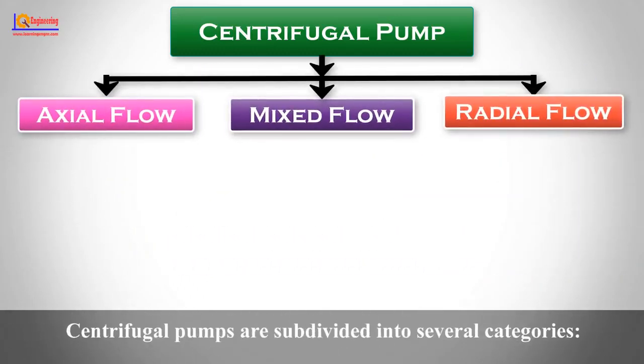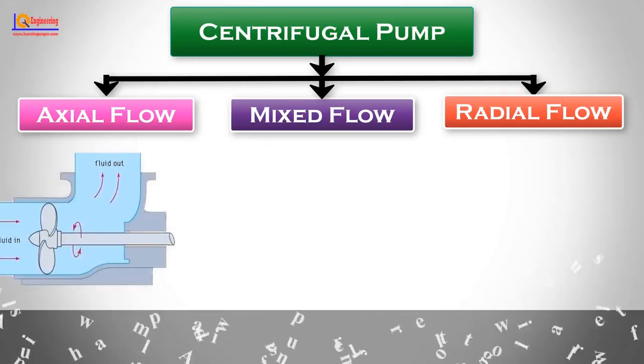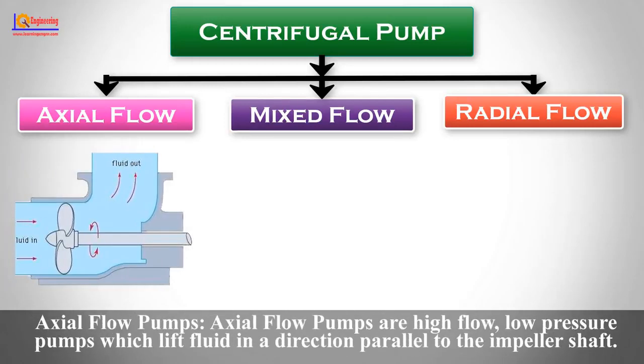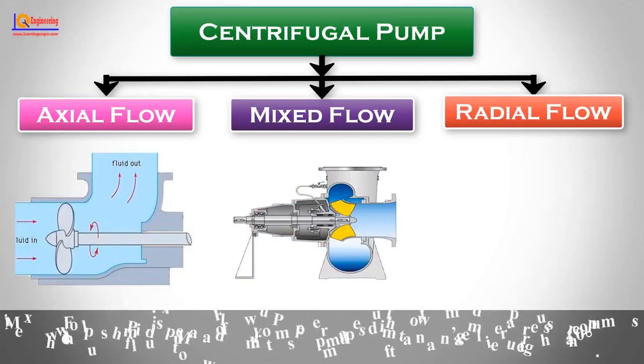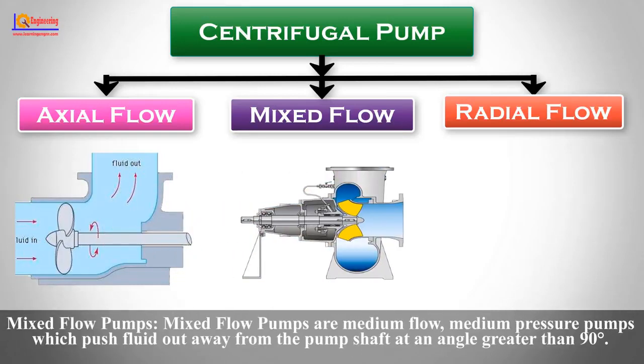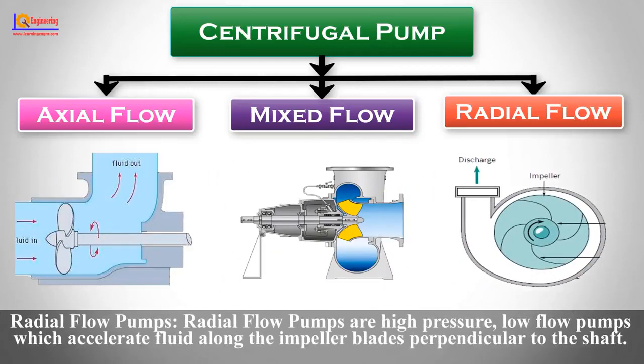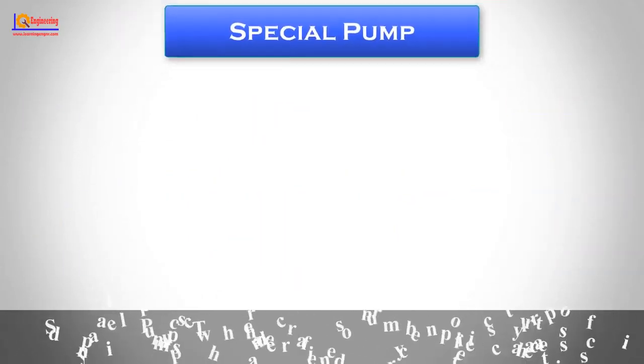Centrifugal pumps are subdivided into several categories. Axial flow pumps. Axial flow pumps are high-flow, low-pressure pumps which lift fluid in a direction parallel to the impeller shaft. Mixed flow pumps. Mixed flow pumps are medium-flow, medium pressure pumps which push fluid out away from the pump shaft at an angle greater than 90 degrees. Radial flow pumps. Radial flow pumps are high pressure, low flow pumps which accelerate fluid along the impeller blades perpendicular to the shaft.